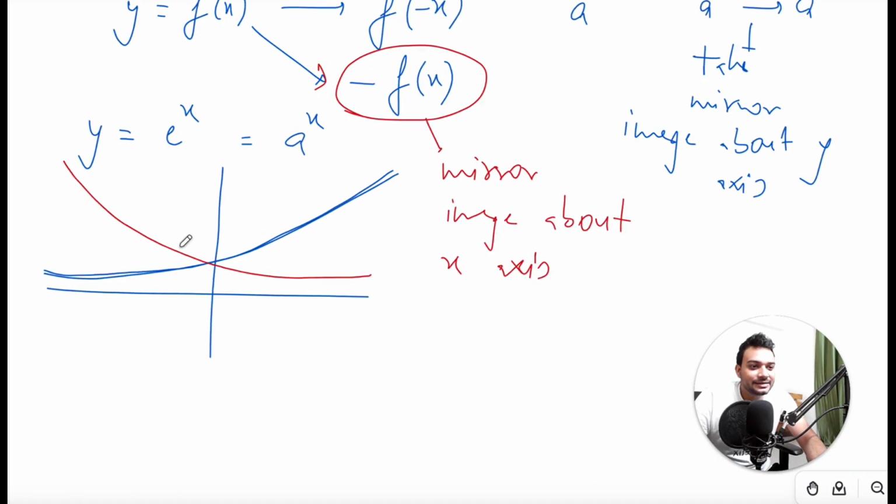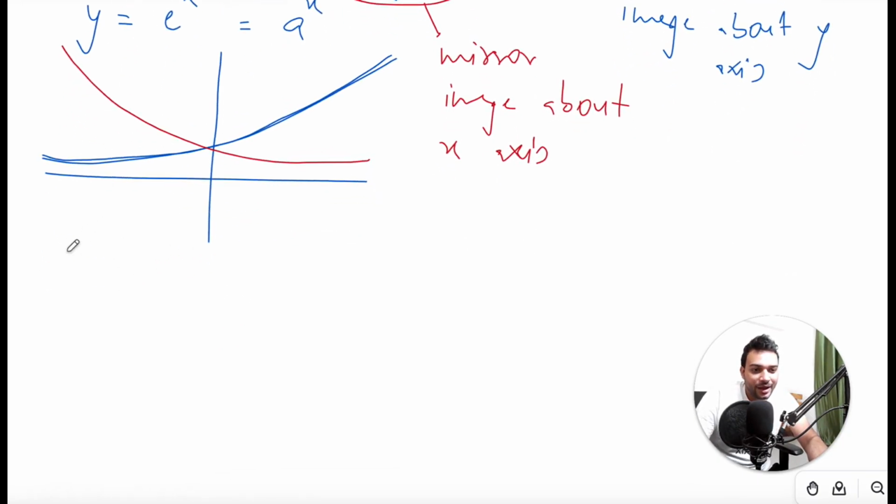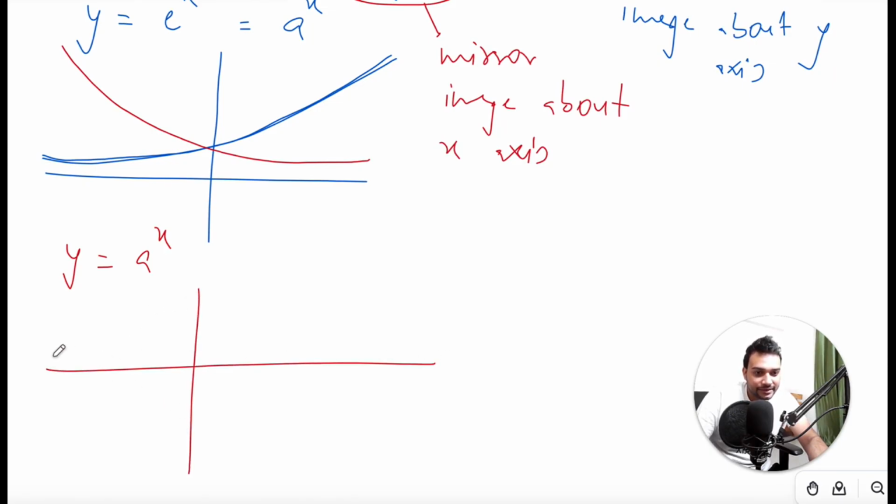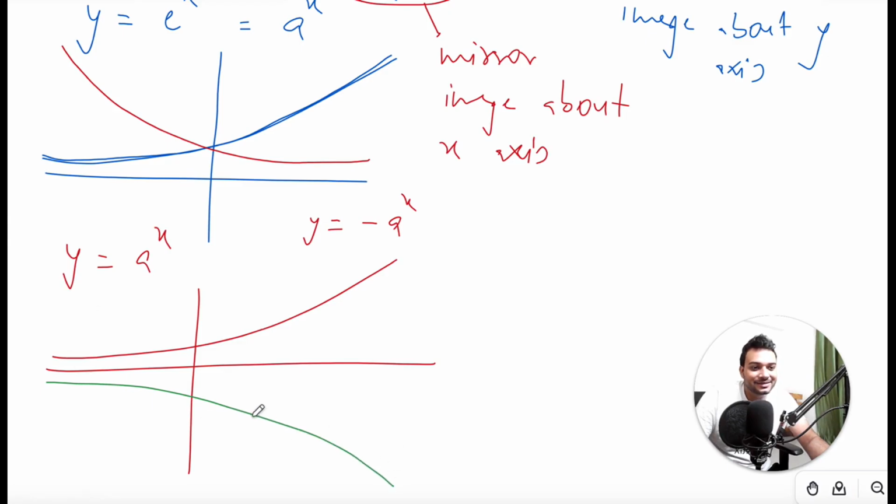Okay, let's see this one, the second case. So y is equal to a raised to the power of x. That graph is like this. Now you transform to y is equal to negative a raised to the power x. Immediately you will take the mirror image about the x-axis. The function goes like this. Okay, this is the transformed function.